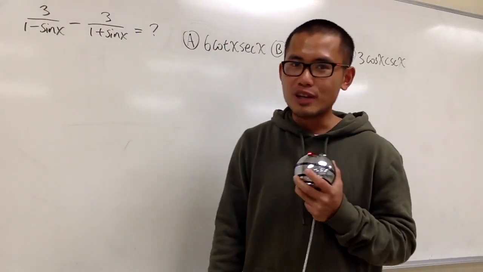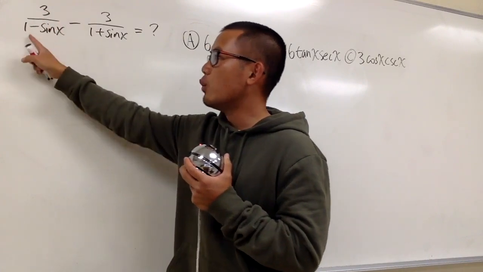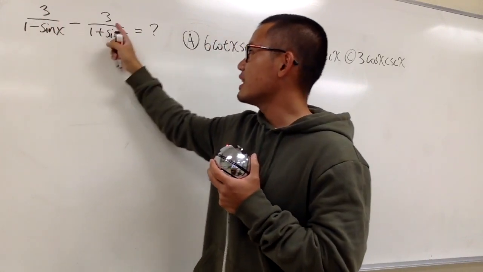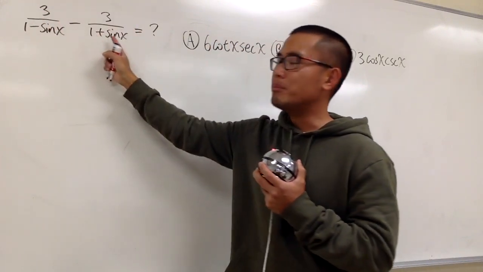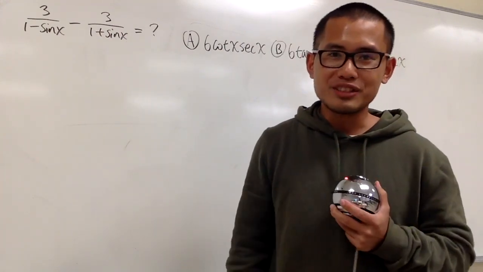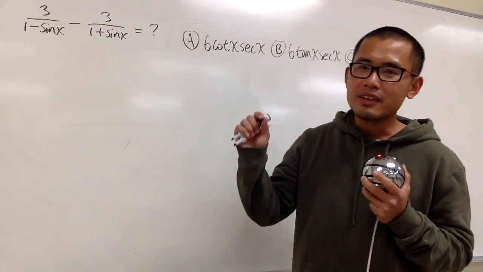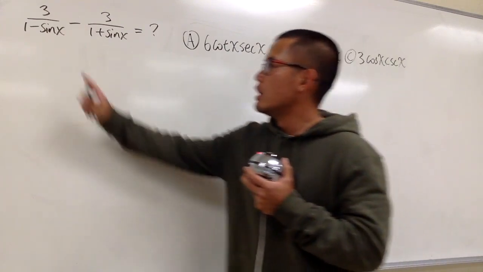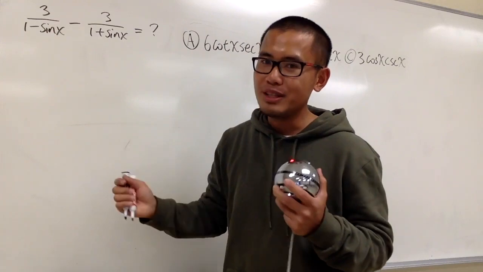Here we're going to subtract 2 fractions. The first one is 3 over 1 minus sine x, and then we'll minus the second fraction, which is 3 over 1 plus sine x. And what's the most important thing that we need so we can subtract fractions? Well, we have to make sure that the denominators are the same, right? This and that look similar, but still they're different.